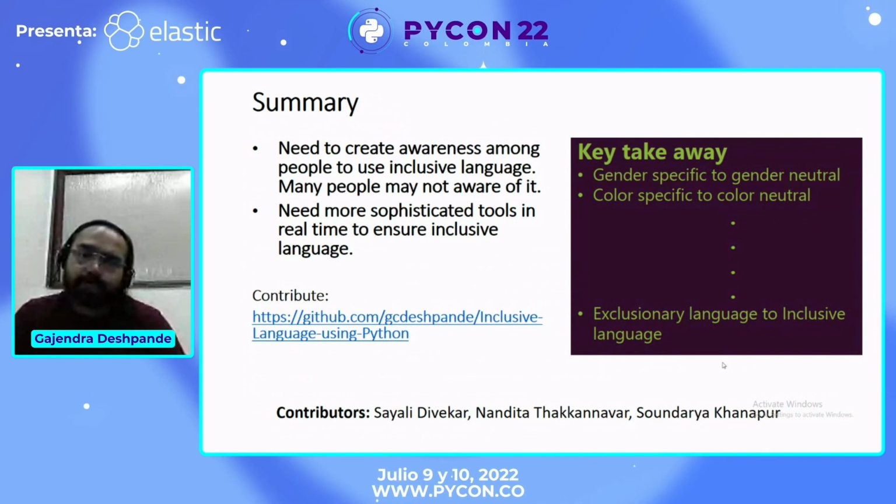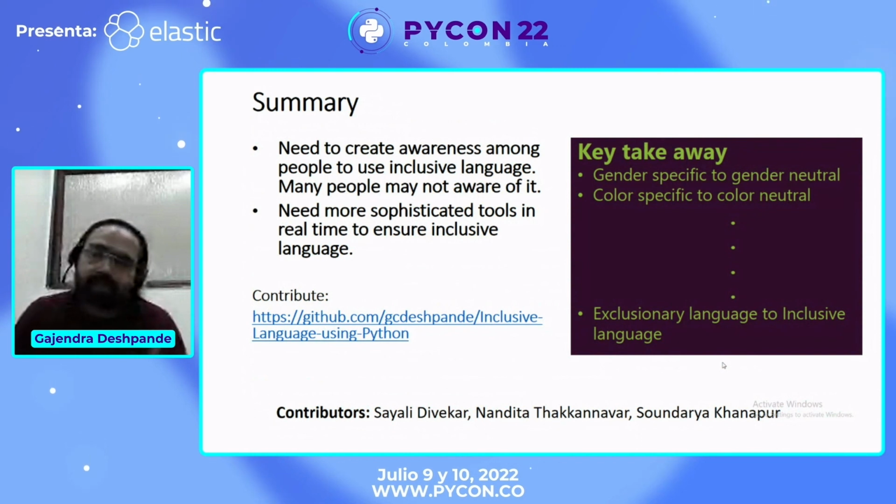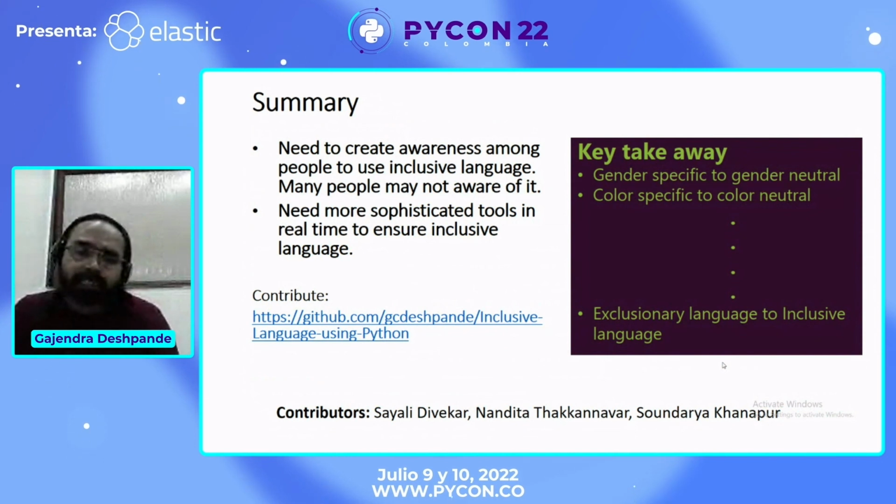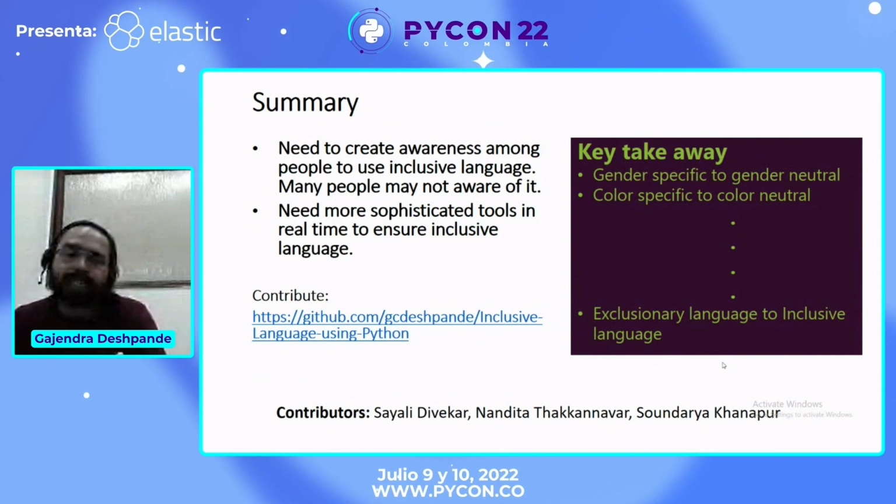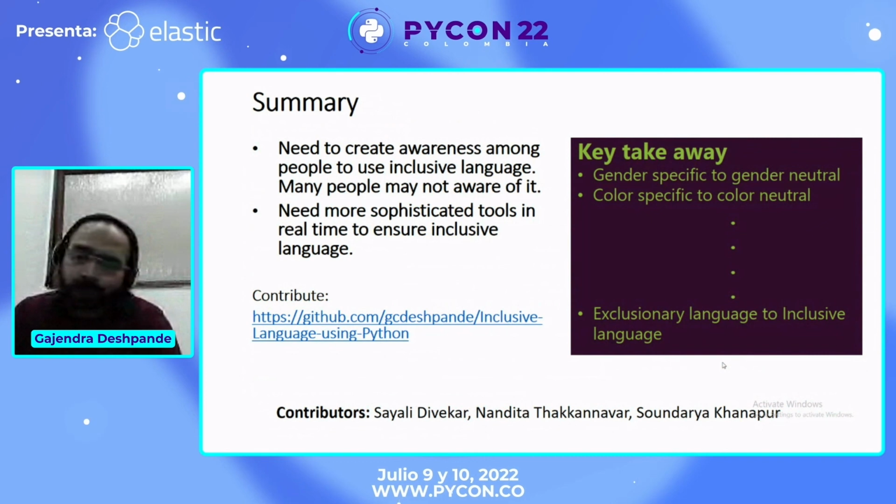Then we need more software tools in real time for inclusive language. We need to develop it like Grammarly. Then if you want to contribute, the GitHub link is given here, so you can visit there and contribute. You are free to clone and develop further.